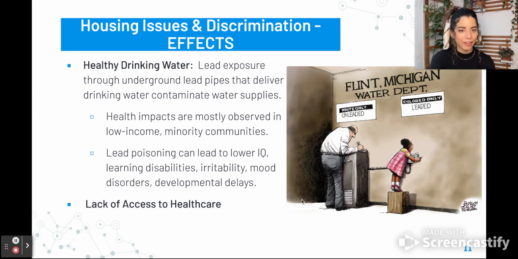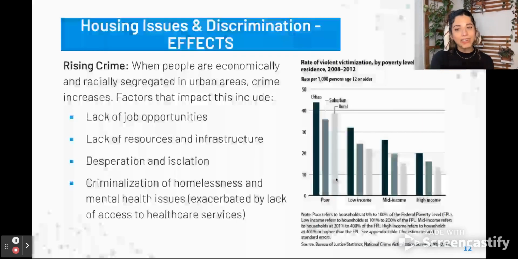And then here we have a political cartoon of Flint, Michigan with their water supply. Unfortunately, it does affect people of color or people who are of lower socioeconomic status. Also, we have lack of access to healthcare. That goes hand in hand with that as well.